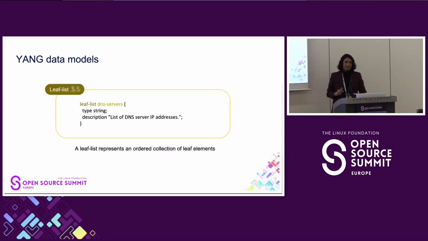Then we have a leaf list, which is pretty straightforward. A leaf list is a collection of leaves, right? For example, I can have a list of DNS servers. We can only have one type, so this is a type string. So that is DNS server 1, DNS server 2, and so on, and so on.